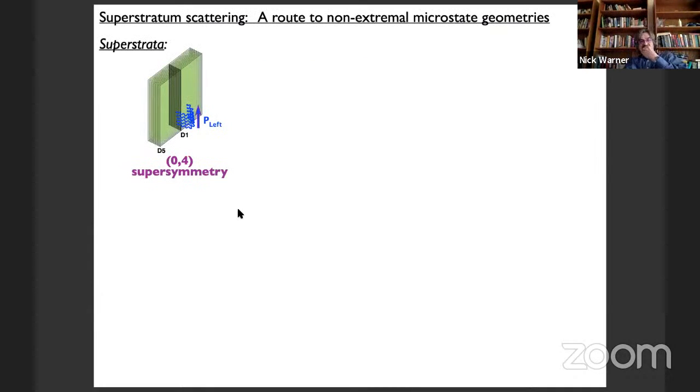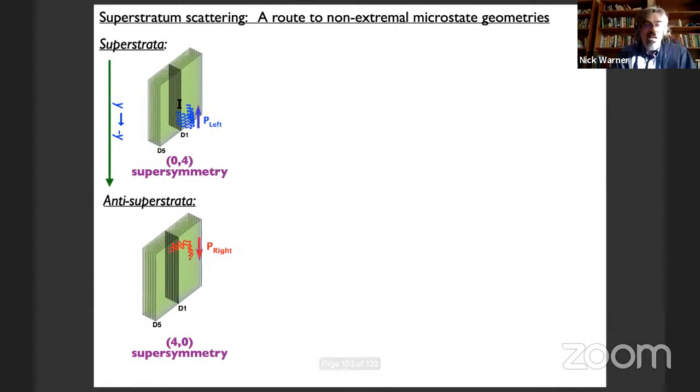So here's how we started this story. We said, I want to make some particular coherent momentum waves, left moving on the D1, D5 system. And it's got 4, 0 supersymmetries, because it's got a certain holonomic projection on this D1, D5 direction. I can do a really trivial thing. I can replace y by minus y. It flips the orientations, flips the projections, and I get a right moving momentum wave. And it's got 0, 4 supersymmetry. It's got the other kind of supersymmetry because the projection is the opposite.